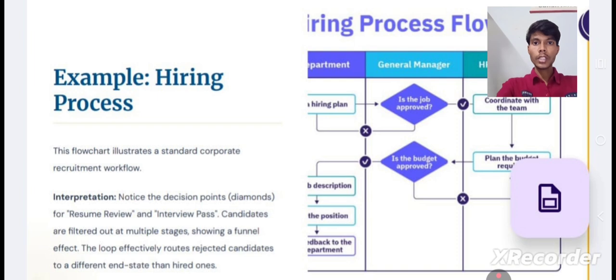Example: hiring process. This flowchart illustrates a standard corporate recruitment workflow. Interpretation: notice the decision points, such as resume review and interview paths. Candidates are filtered out at multiple stages, showing a funnel effect. The loop effectively routes rejected candidates to a different end state than hired ones.